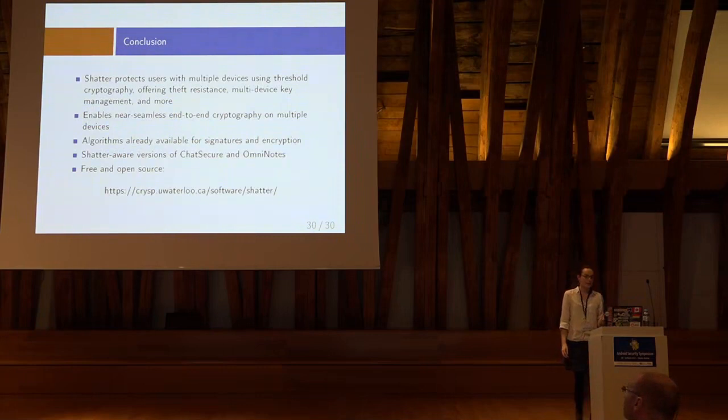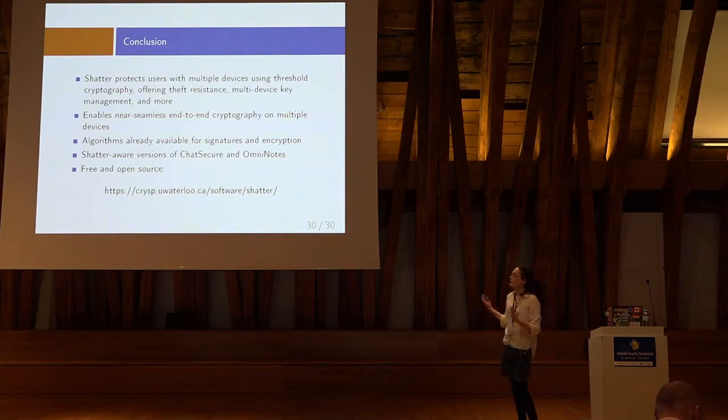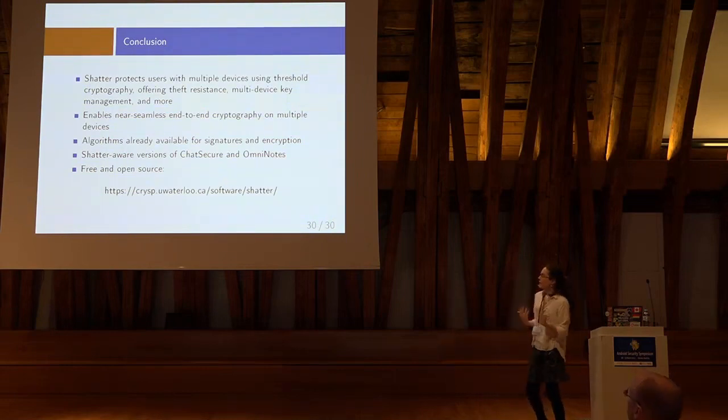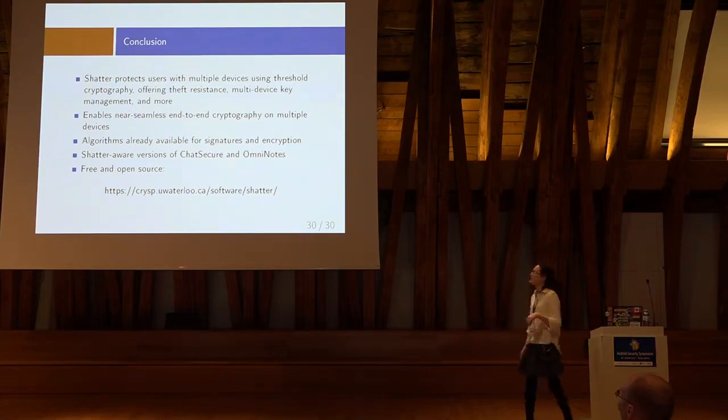So to conclude my talk, Shatter protects single people that have multiple devices, helps them with key management, gives them theft resistance to a certain point, and so on. The big goal we had with this is enabling end-to-end cryptography like Signal, WhatsApp, whatever, across multiple devices. We already have an implementation of a few algorithms, and it's free and open source at that link. Please don't use it to protect your secrets. Thank you.